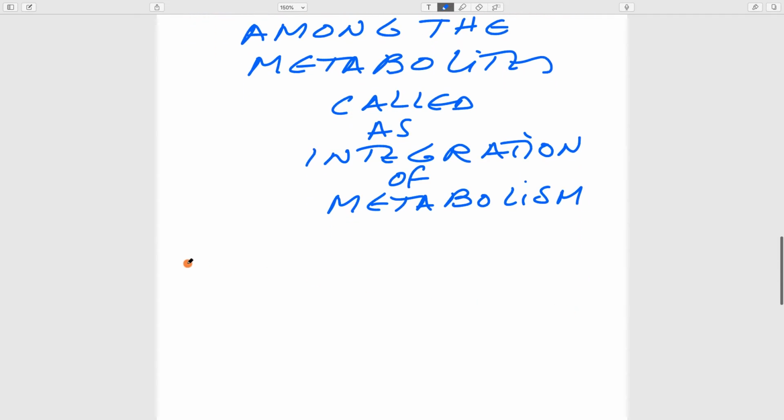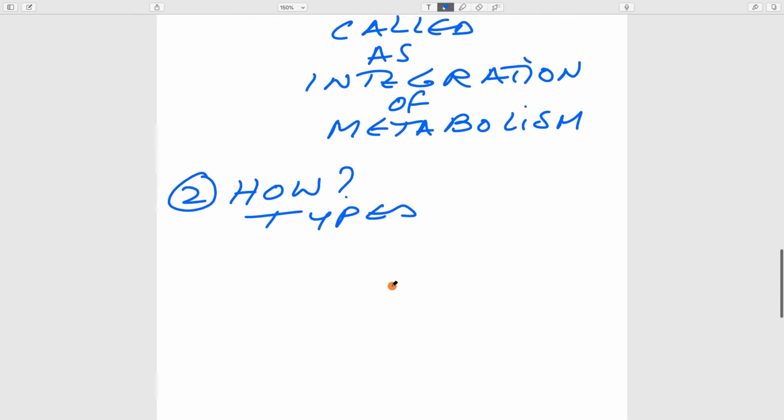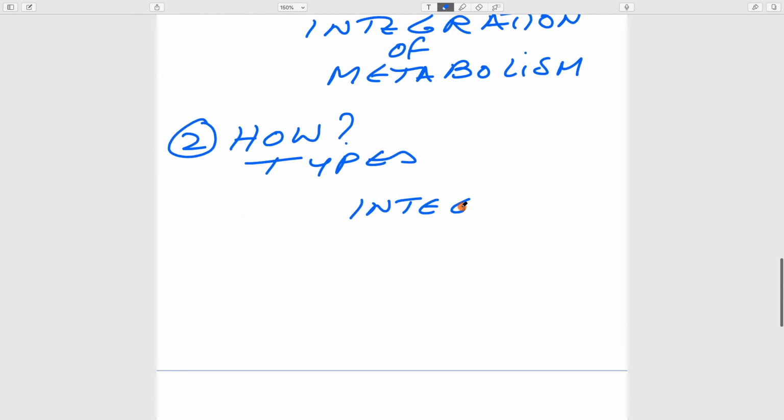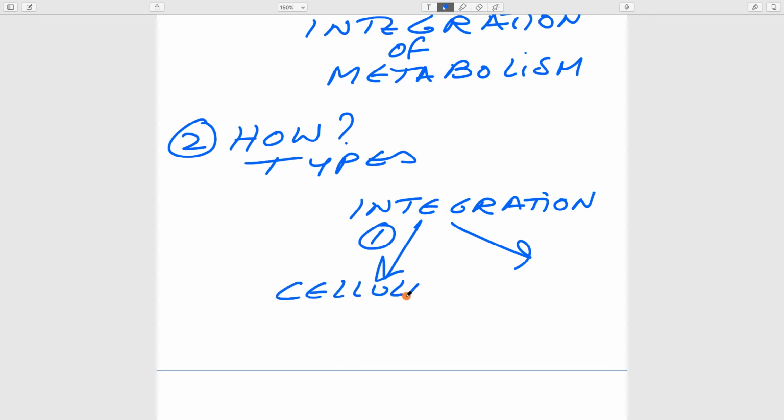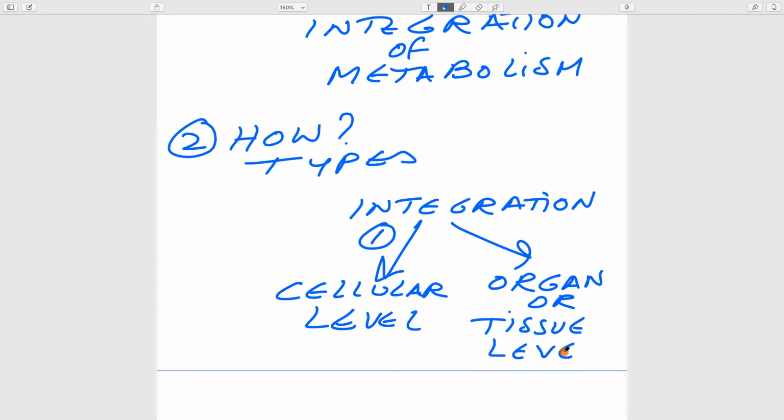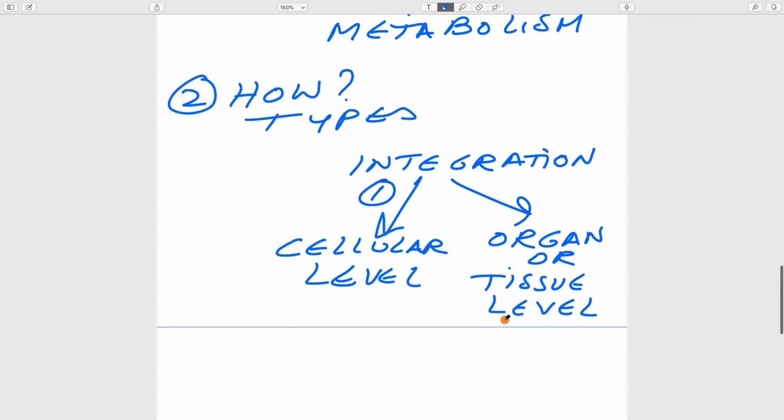Then the next objective is how. How means the various ways, the types, and at which level it is taking place. Integration can be of two ways. One is at the cellular level. That is one way of integration. The second one is the organ or tissue level. We will discuss in the series of lectures first the cellular level, then the organ or tissue level.